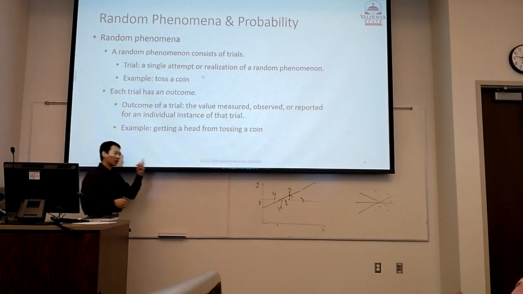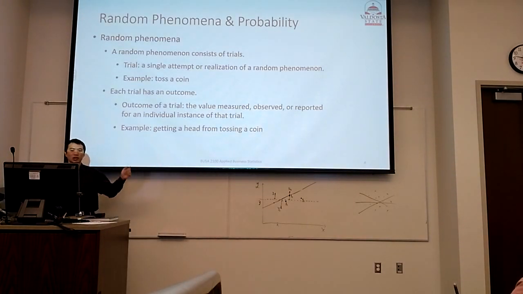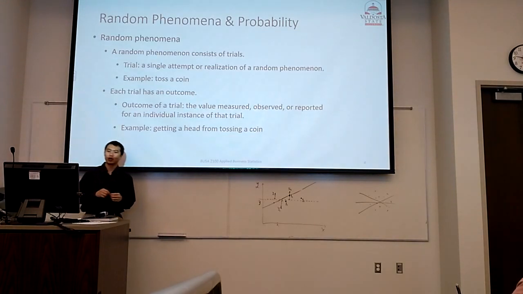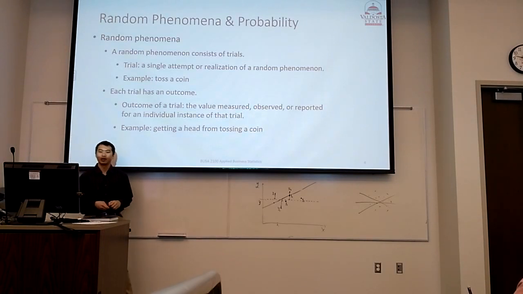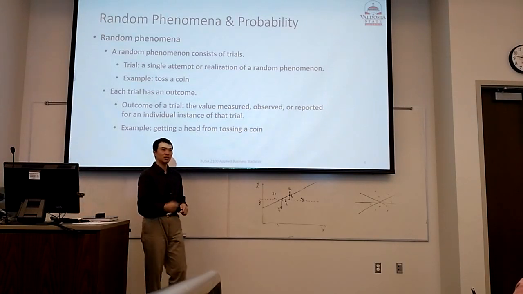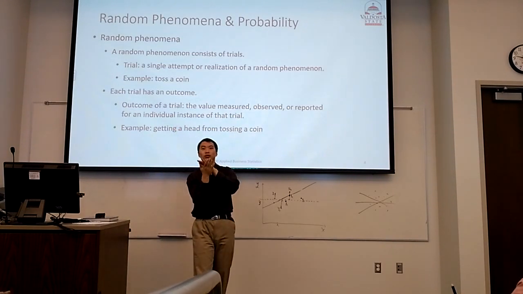So we need to talk about some terminology. Trial. A random phenomenon consists of trials. What is a trial? A single attempt or realization of a random phenomenon. So if I toss a coin, that's one trial, right? This is one trial.